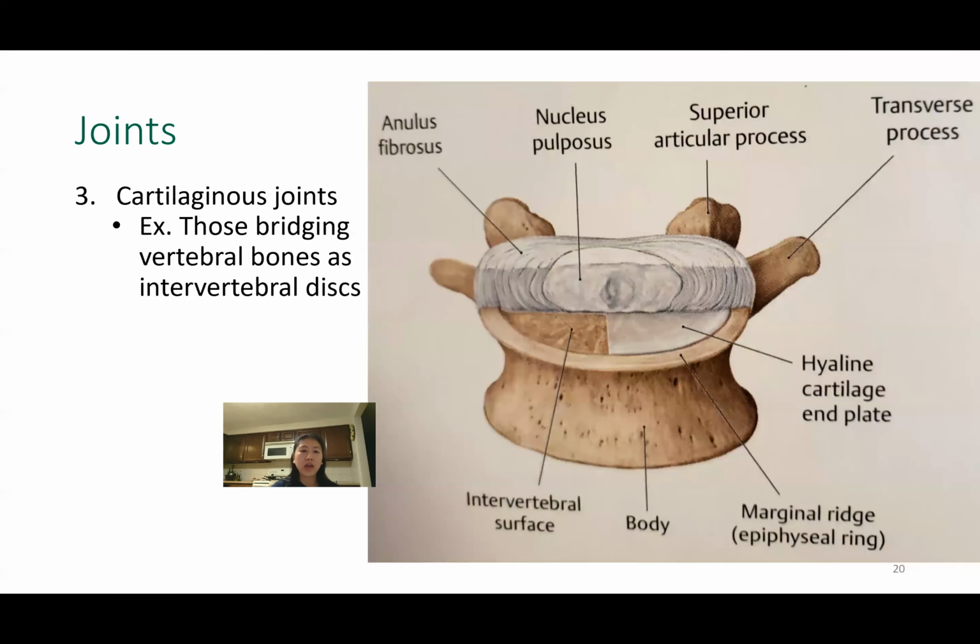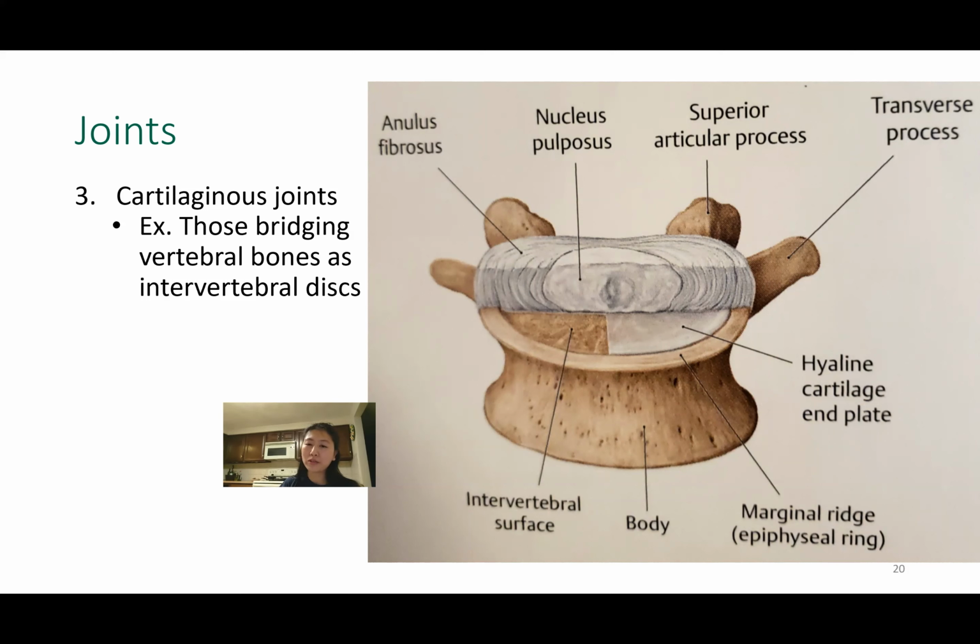The third type of joint is the cartilaginous joint. These are bridging joints. So the example that I gave you right here, remember I drew on the board when we were still able to meet in class, when I was introducing the lumbar lordosis and kyphosis curves. If you don't remember, look it up. It may show up in the final.